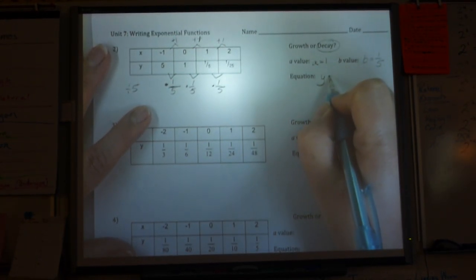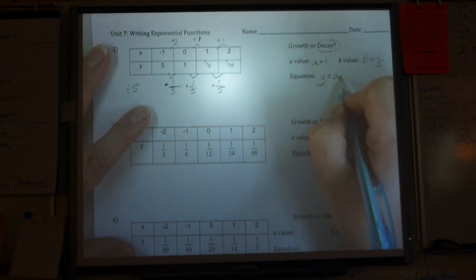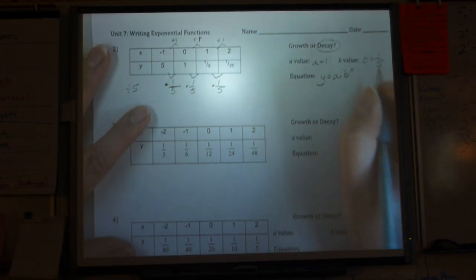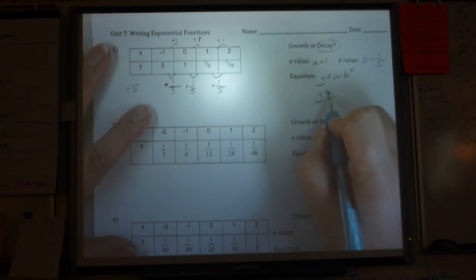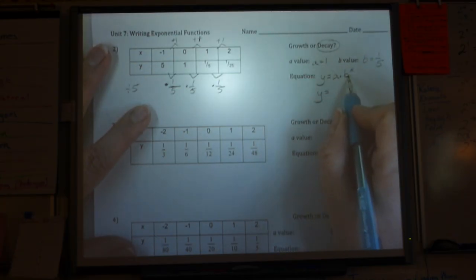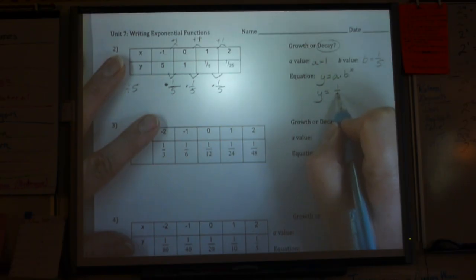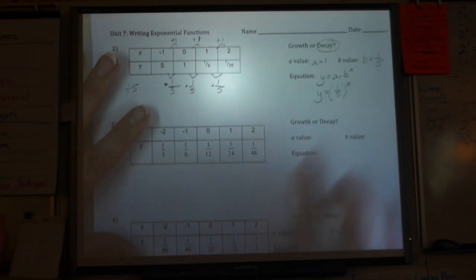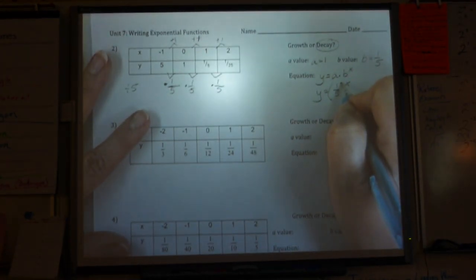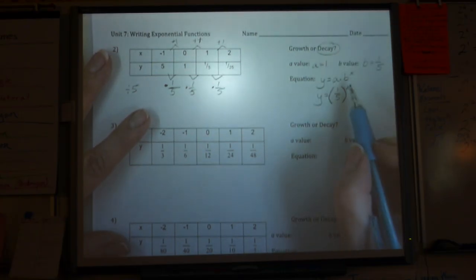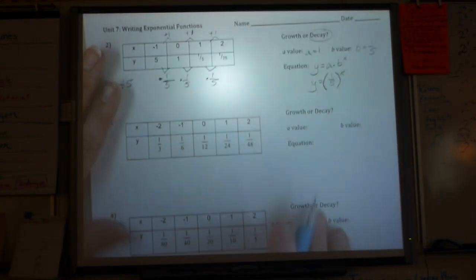Remember the parent equation is y equals a times b to the x power. So we will have y equals 1 times 1/5 to the x. Do I need to say 1 times 1/5 to the x? No, I can just say 1/5 to the x power. And I do want to put the parentheses in this case because I want to make sure that nobody's confused. The x needs to apply to the 1/5, not just the 1.